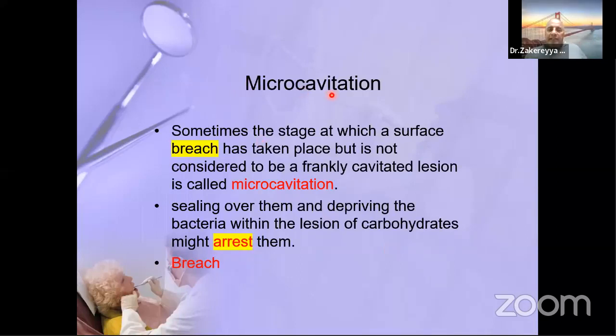Now, microcavitation. Sometimes the stage at which a surface breach has taken place, but it is not considered to be a frankly cavitated lesion, is called microcavitation. The surface is still intact. However, there is a subsurface lesion. The caries process is going on under the surface. In this case, sealing over them and depriving the bacteria within the lesion of further carbohydrate intake might arrest them. This is called breach of the surface, but not complete cavitation. Microcavitation is the term for this.